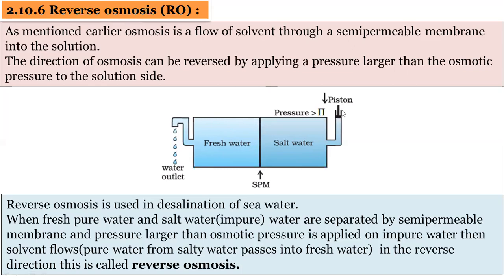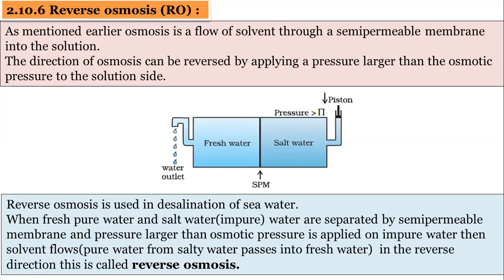With this piston, we can apply pressure, an excess of pressure, which is larger than the osmotic pressure. See here, pressure. It is larger than pi. This is the symbol pi. Pi is osmotic pressure. So when the pressure is in excess on the solution side, what will happen? The solvent molecules from this salt water will flow into the fresh water. This is called reverse osmosis.